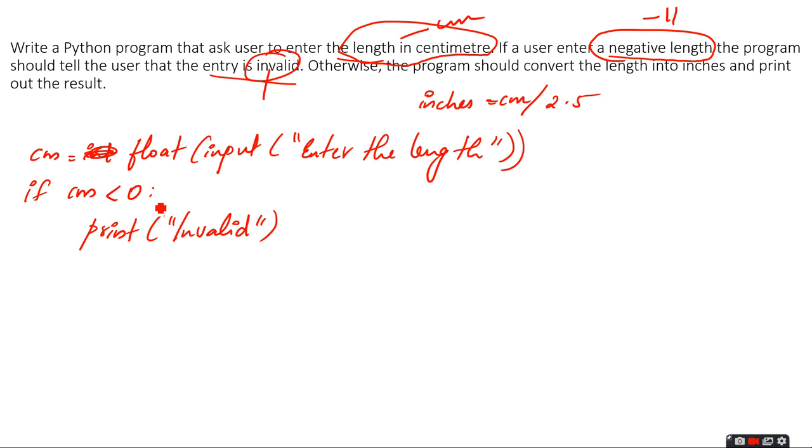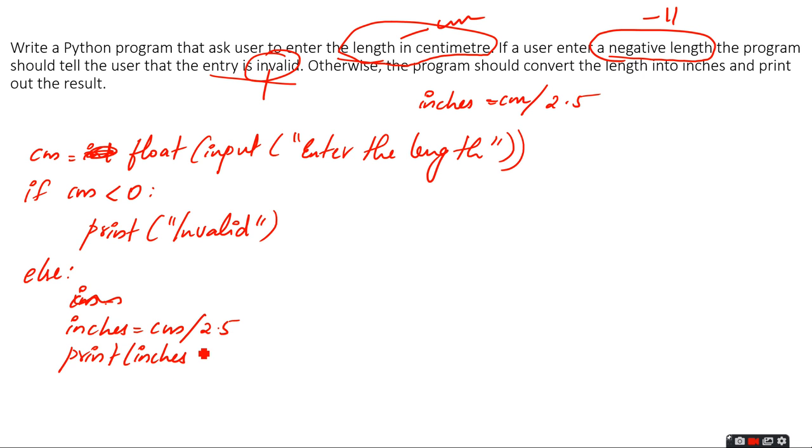Suppose we enter a positive length, so we have to write the else part. Else, what we have to convert? We have to convert length in centimeter to inches. We'll write inches equal to centimeter by 2.5. After that, we have to print the inches. Print inches. So this will be the output.